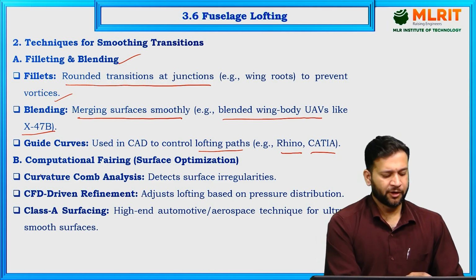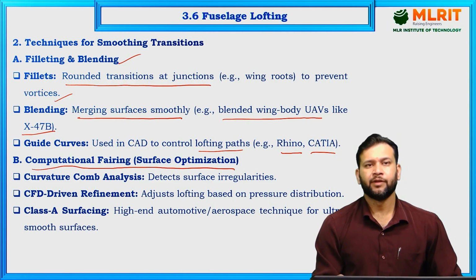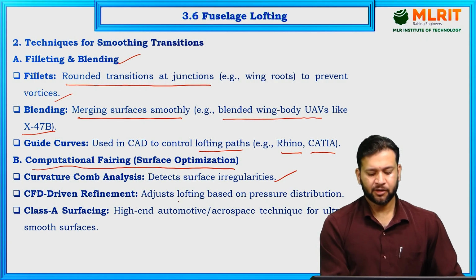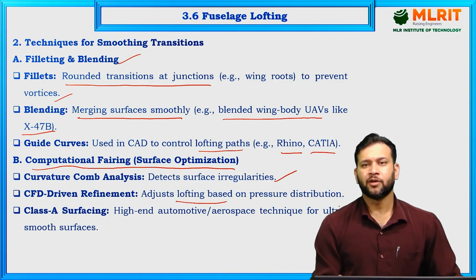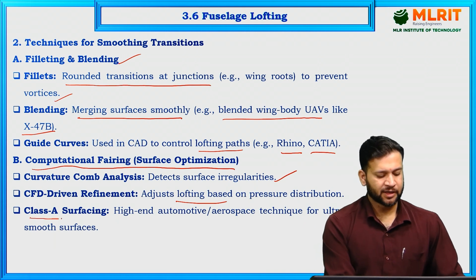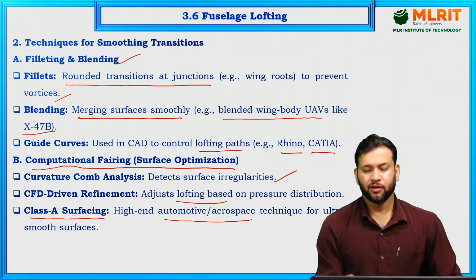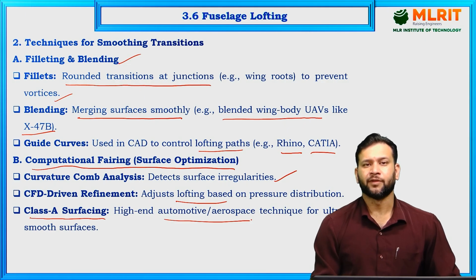Next, computational fairing, which is surface optimization. We have here curvature comb analysis, which detects surface irregularities. CFD-driven refinement adjusts lofting based on pressure distribution. Then we have Class A surfacing, which is a high-end automotive and aerospace technique for ultra-smooth surfaces.